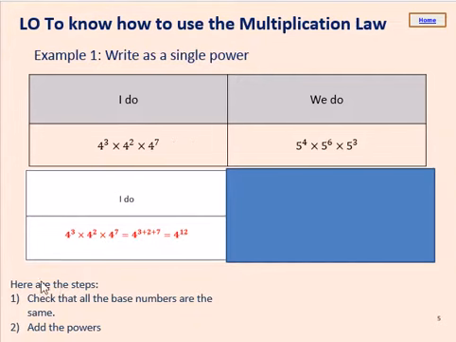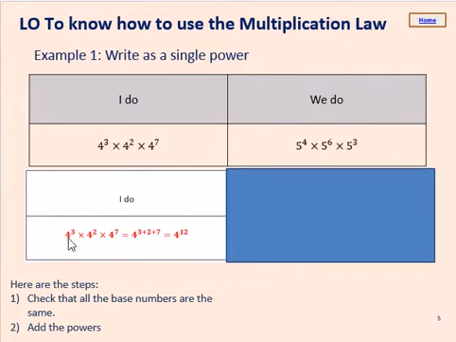So here are the steps. Check all the base numbers are the same. So in this case, 4 to the power 3, 4 is the base number, 4 to the power 2, 4 is the base number, 4 to the power 7, 4 is the base number. Yes, all base numbers are the same. And then we add the powers. So this is what the multiplication law of indices is. When we're multiplying the same base number raised to an index, when we're multiplying 2 of these, or 3 of these, or however many, we add the powers for our final answer.